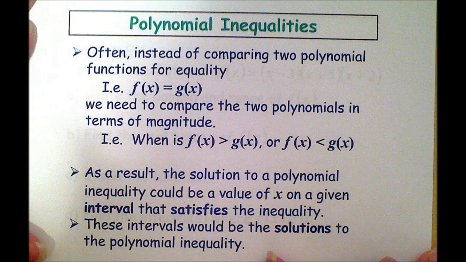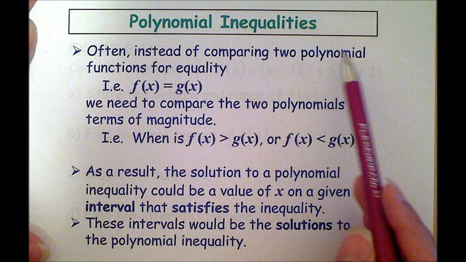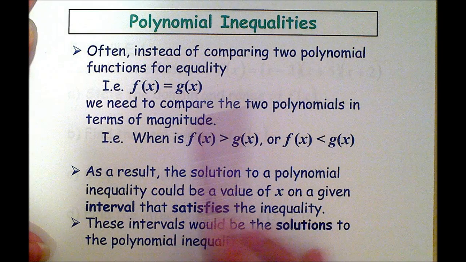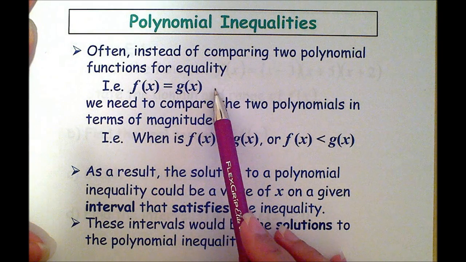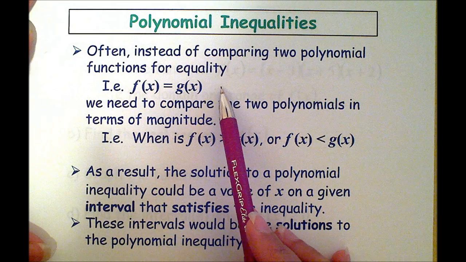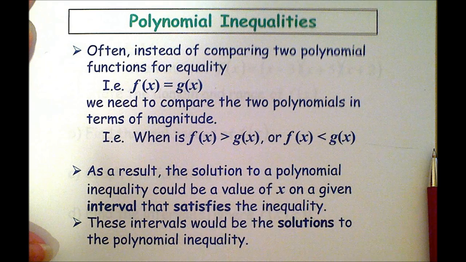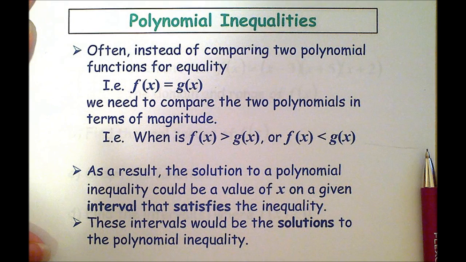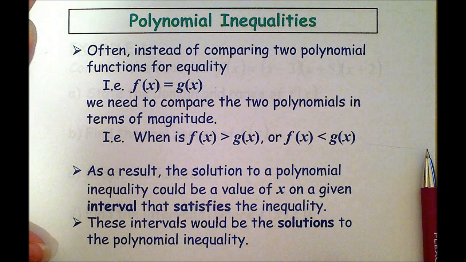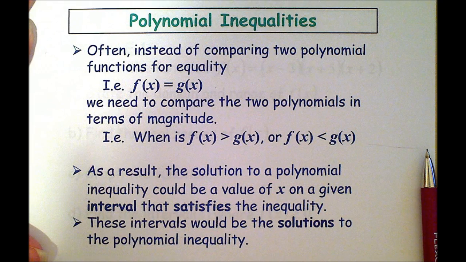So for a polynomial inequality, often instead of comparing two polynomial functions for equality, so in other words, looking at f(x) equal to g(x), we need to compare the two polynomials in terms of magnitude. So sometimes we think, when is f(x) going to be greater than g(x)? Or when is f(x) going to be less than g(x)? So as a result, the solution to a polynomial inequality could be a value of x on a given interval that satisfies the inequality. Okay, and these intervals would be the solutions to the polynomial inequality.